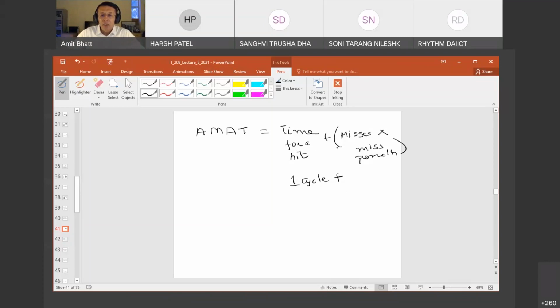Now, the miss rate into miss penalty. So this miss penalty, you should understand this. What is miss penalty?